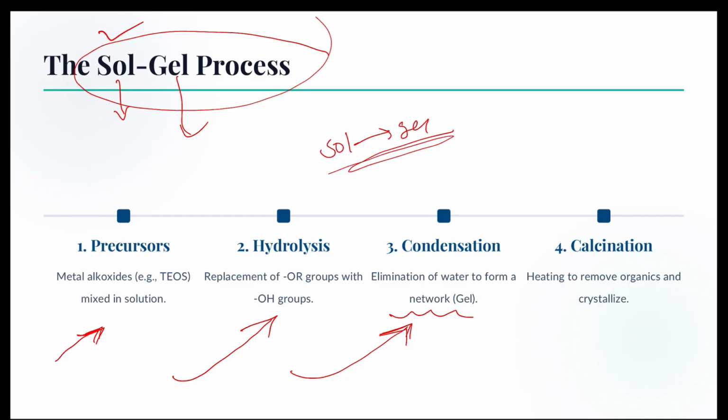Then we are going to heat our gel to purify it and to crystallize our solids. To remove the volatile substances, we have to heat it. This process is calcination, by the way. We have to provide heat to remove any organic impurities and sustained volatiles.